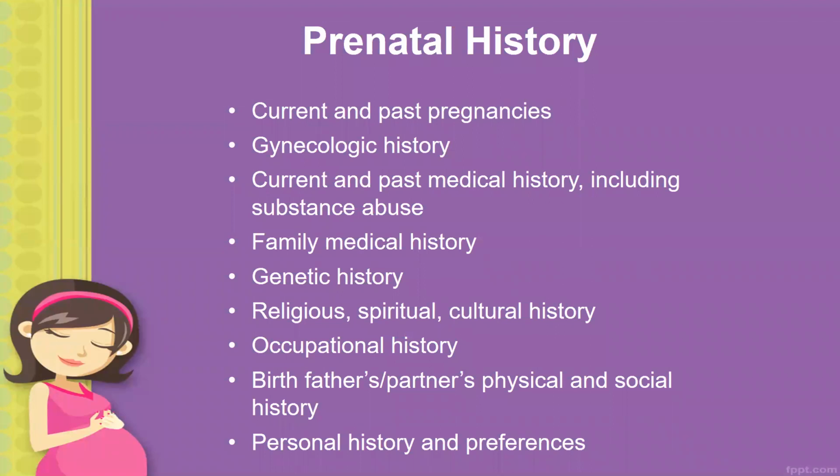Past medical history includes any childhood diseases, any past treatments. Have they ever been hospitalized and what for? Surgeries. Have they had a blood transfusion in the past? And do they have any bleeding disorders? Genetic history includes any types of birth defects in the family, any recurrent pregnancy losses or stillbirths.